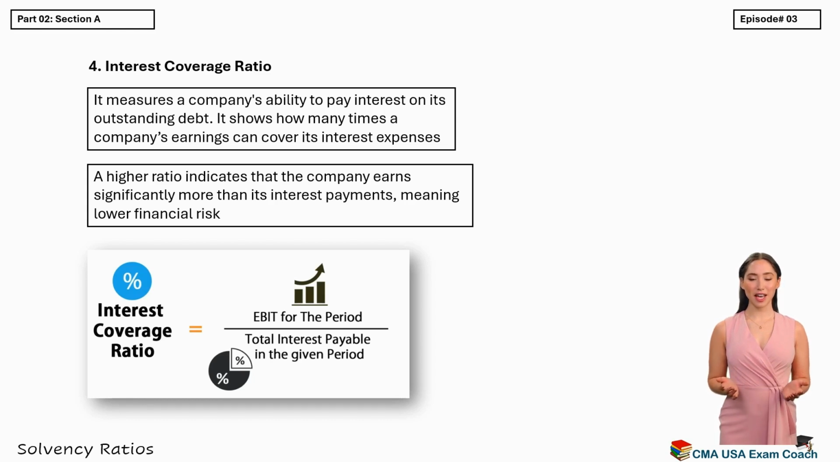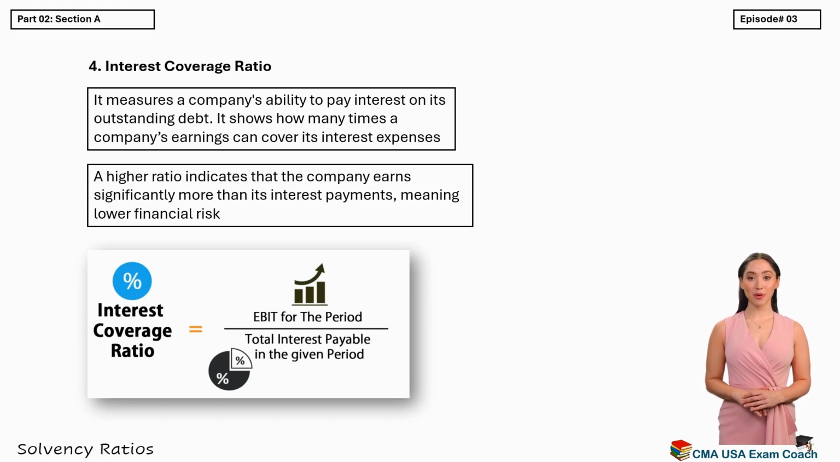On the other hand, a lower ratio means the company has less income available to cover interest payments, which could be a warning sign of financial difficulty. If the ratio is too low, it may indicate potential liquidity issues and a higher risk of default. The formula is: interest coverage ratio equals earnings before interest and tax divided by interest expense.